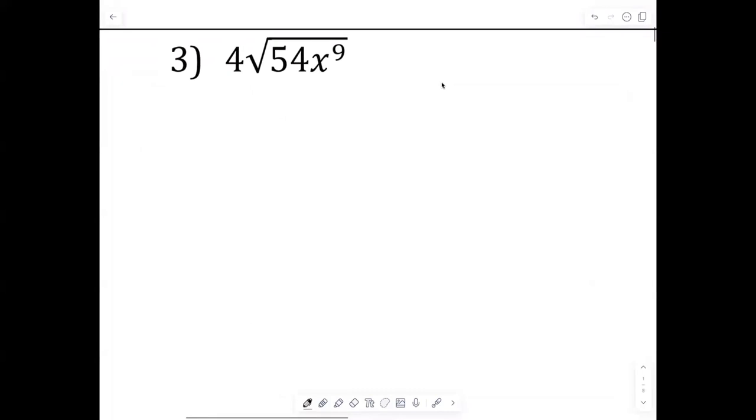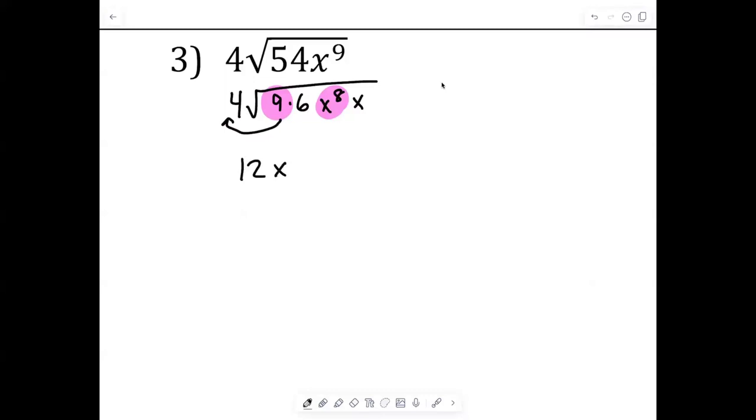Number 3, 54 breaks down to 9 times 6, x to the 8th. Now, it would be nice if we highlighted the perfect squares. Those are the perfect squares. What's the square root of 9? So that comes out as a 3. However, there's a 4 already out there. So what do we get? 12 x to the 4th, radical 6x. Anybody have any issues with that?